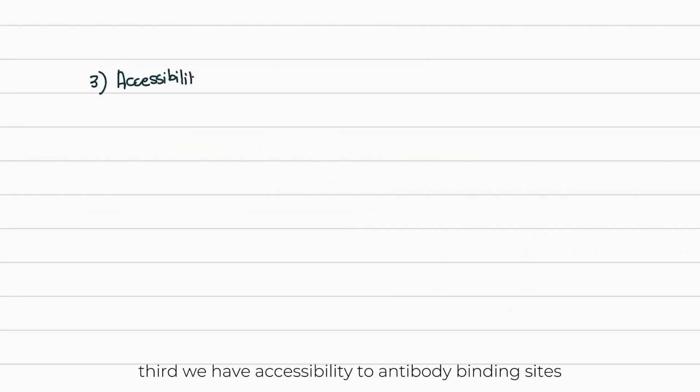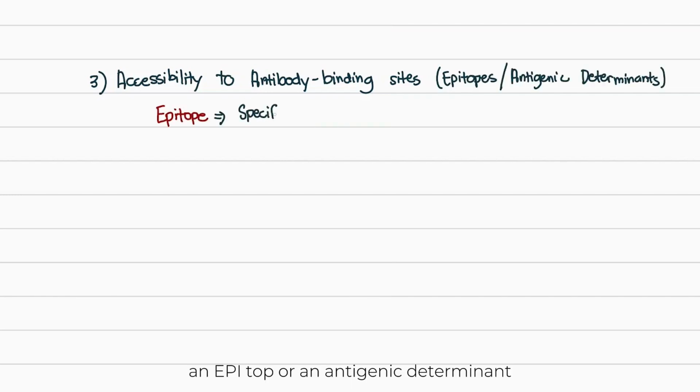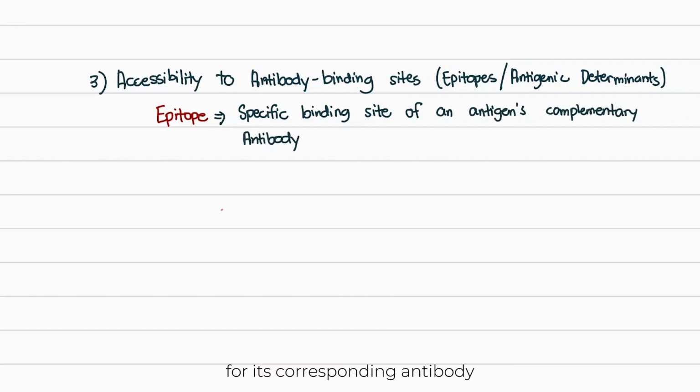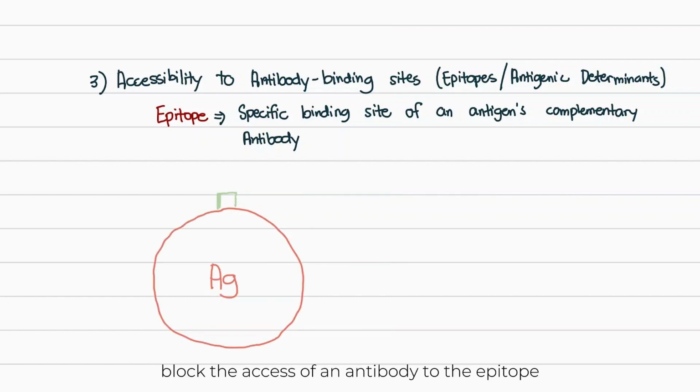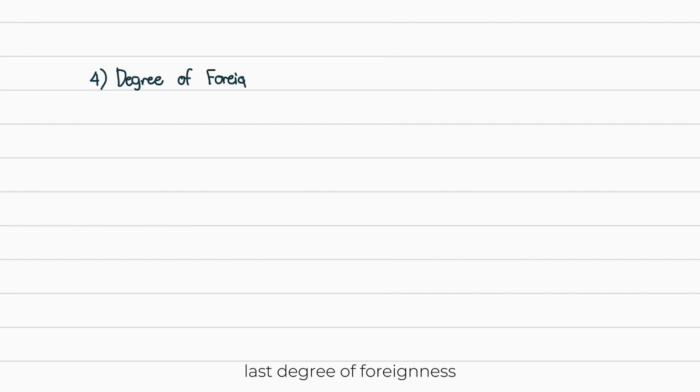Third, we have accessibility to antibody binding sites, which leads to the concept of epitope. An epitope or an antigenic determinant is the binding site found in the antigen for its corresponding antibody. Basically, an epitope must be accessible to the antibody. This is more of a property of antigenicity rather than immunogenicity, but still can be applied here. If other structures block the access of an antibody to the epitope, then it is less likely to be antigenic or immunogenic.